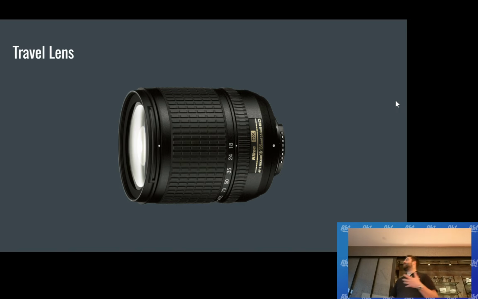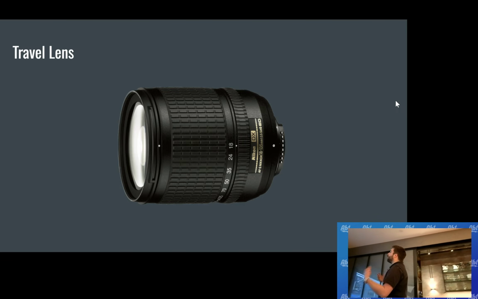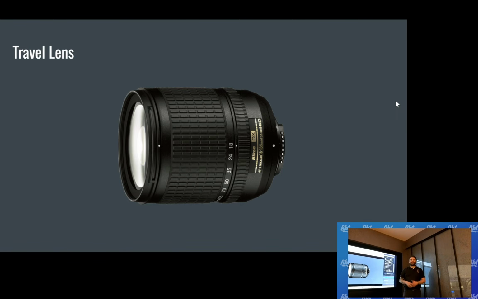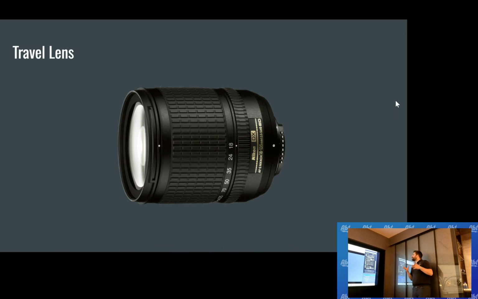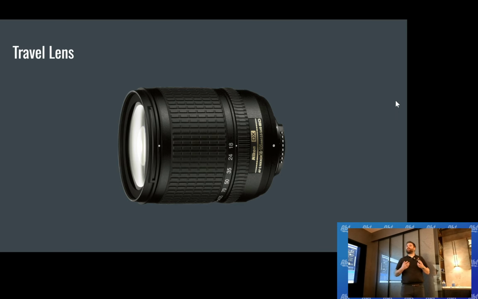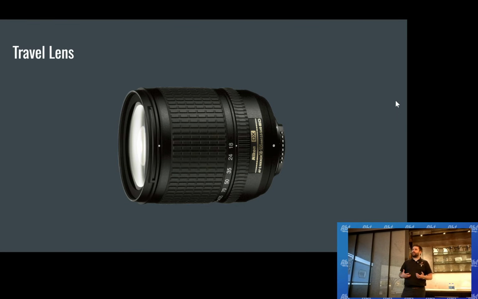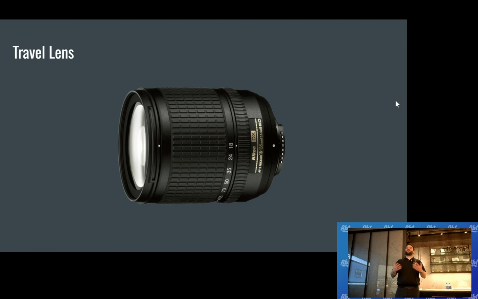Last but not least, the travel lens or the all-in-one lens. I couldn't find a nice image that had it, but a lot of the times these travel lenses or all-in-one lenses will be like 18 to 400. They're a little bit larger, but these are really not necessarily the best quality glass. This is usually entry-level glass. This is usually something that's more of a jack of all trades versus being a specialty lens.